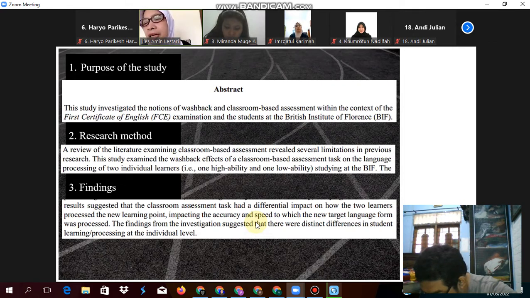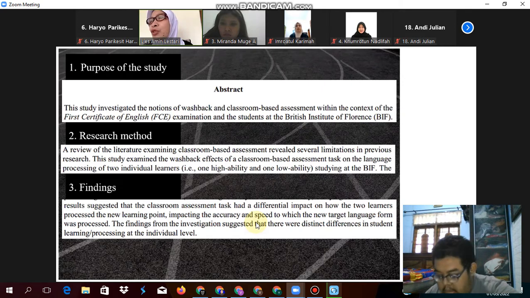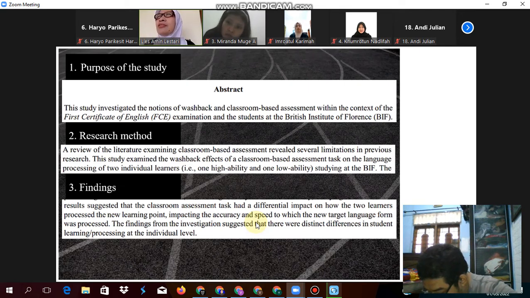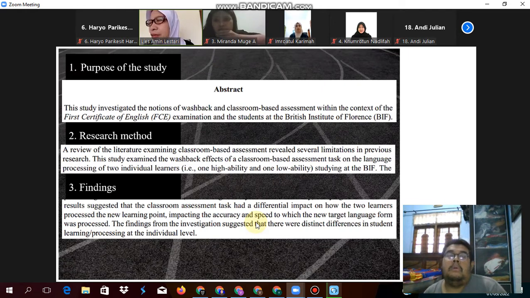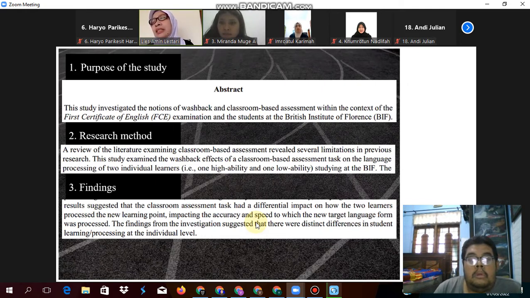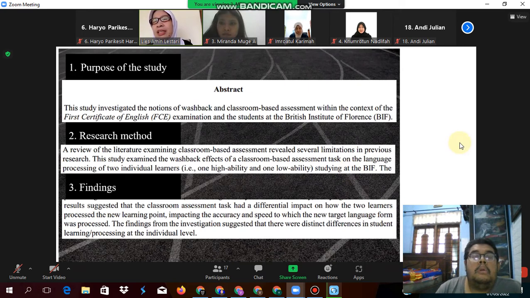Jadi sebenarnya kalau normal, orang itu kalau diberi masukan, itu akan memberikan washback effect. Oh, kalau gitu ini benar, kalau gitu ini salah, kalau gitu ini enggak bisa diterima mungkin ya, atau tidak tepat. Jadi kalau gitu apa ya? Nah, ini menjadikan seseorang kemudian belajar lagi. Itu yang disebut sebagai washback effect.